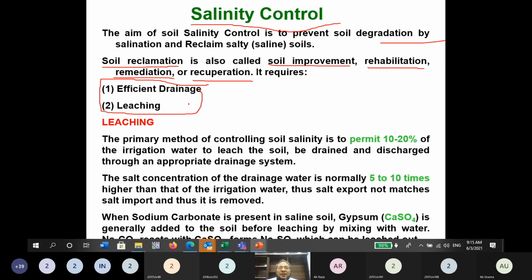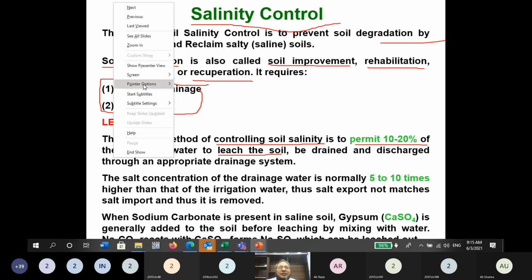It is a primary method of controlling soil salinity. We permit about 10 to 20% of irrigation water to pass through the soil, to leach through the soil, be drained and discharged through an appropriate drainage system. The water will come from above, leach, and pass through the soil, and from below it will be discharged through subsurface drainage. Okay, and in the diagram, suppose, where is that?